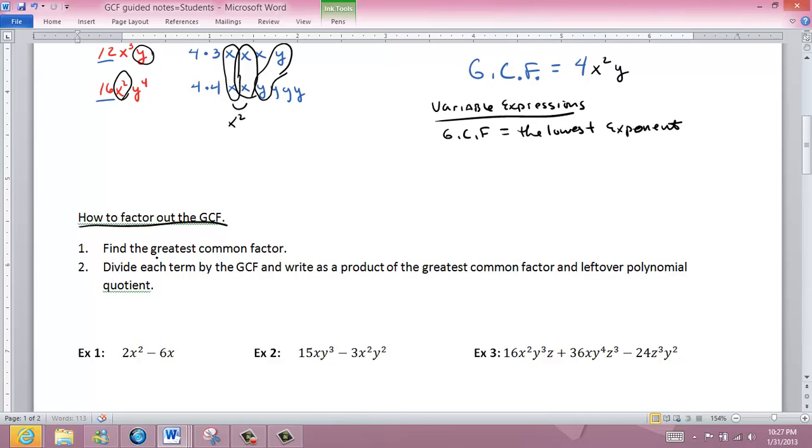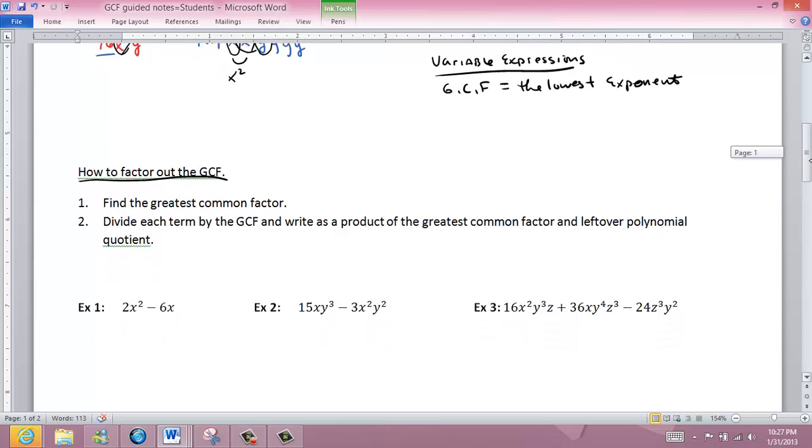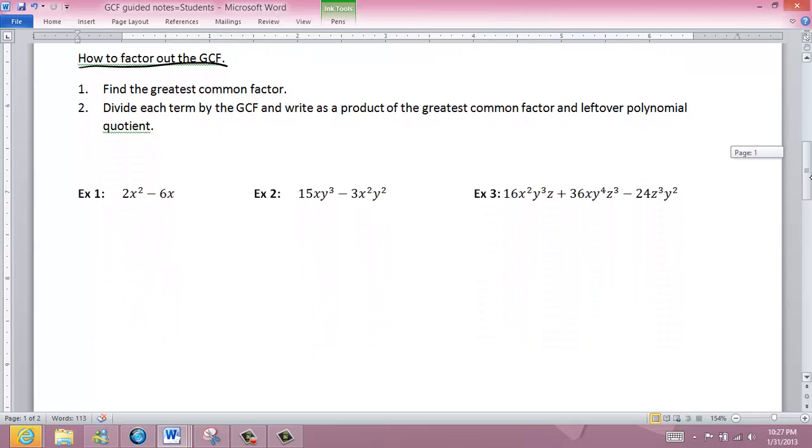Now, our goal today is to put this all together and learn how to factor out the greatest common factor. There are 2 steps here. Our first step is to find what the GCF is, so in all the terms, we need to find what the GCF is. Then, once we find the GCF, we're going to divide each term by the GCF and write our final answer as a product of the greatest common factor and the leftover polynomial quotient. So we have a few examples down below. Let's take a look at this.